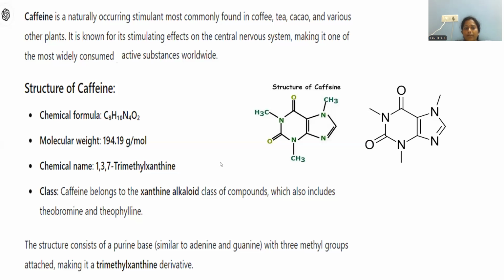The chemical name of the compound is 1,3,7-trimethylxanthine. If these three methyl groups are not there, that is indicated as the xanthine core, and upon it you can find three methyl groups, so we can say trimethylxanthine. Trimethylxanthine is the name of the compound. Caffeine belongs to the xanthine alkaloids.